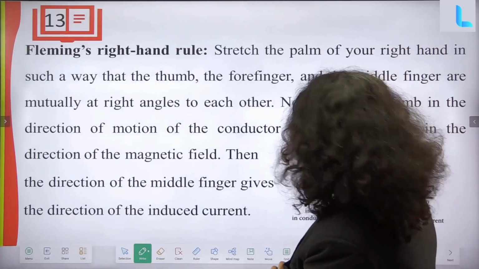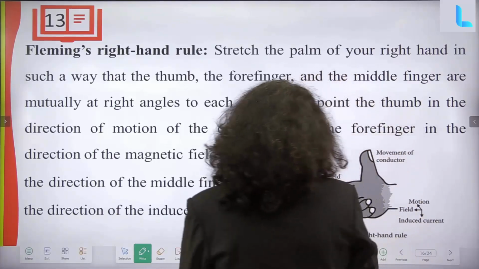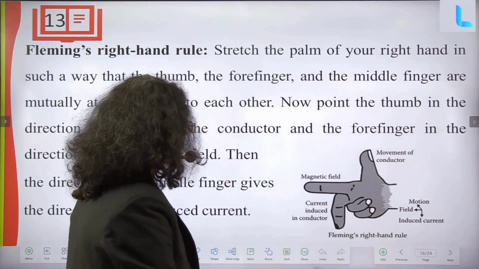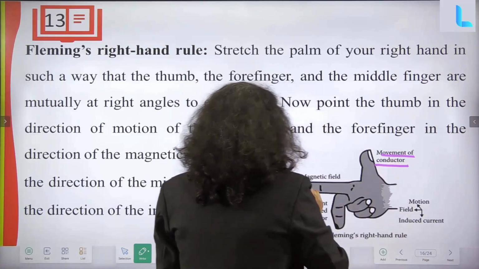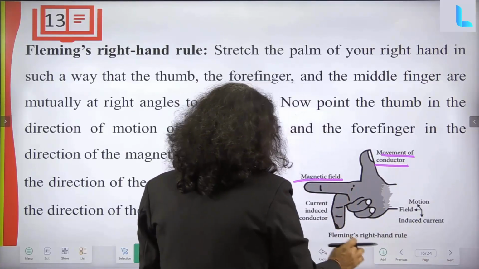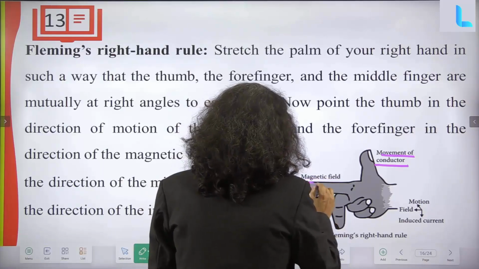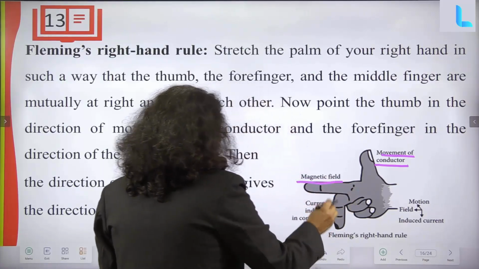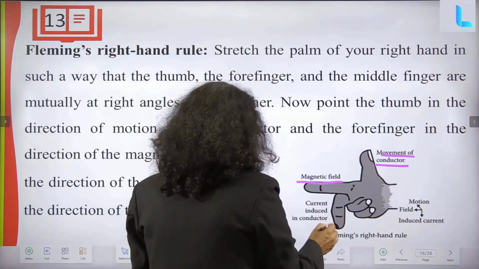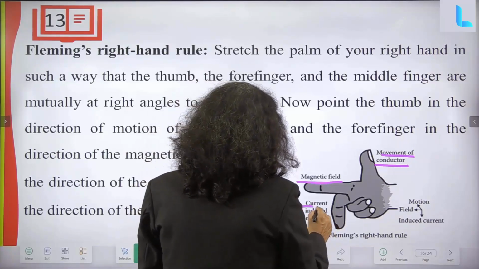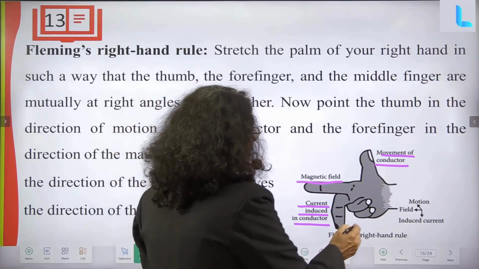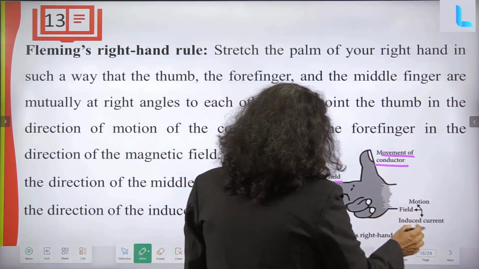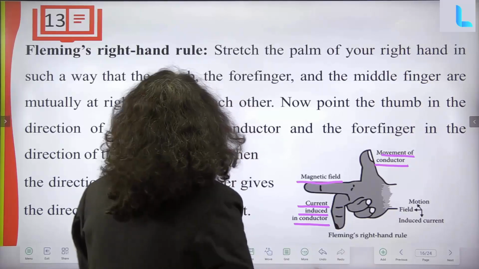Now, Fleming's right hand rule. This is the right hand rule. We can see here the thumb is indicating movement of the conductor, the pointer finger is indicating the magnetic field, and the middle finger will indicate the current induced in the conductor. So we can say here that motion, field and induced current will be in these directions.